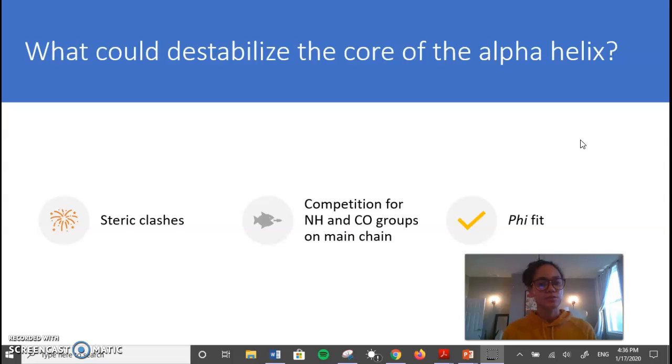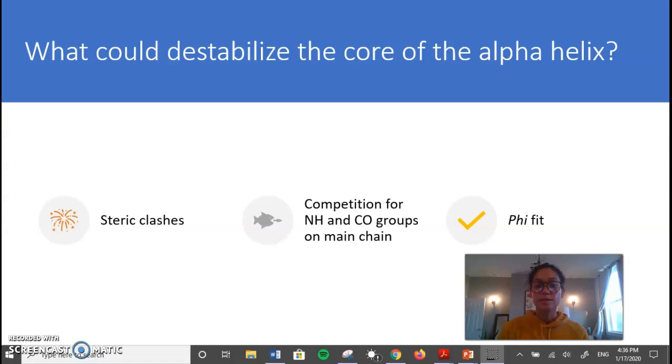So what would destabilize the core of the alpha helix? There are many factors that could do this. First, steric clashes. That is, side chains that are bulky, that would take up a lot of space or modify the shape of the helix. Amino acids that have bulky side groups include valine, threonine, and isoleucine that I did reference before, but the isoleucine would still be a good replacement for the leucine because of its aliphatic structure.